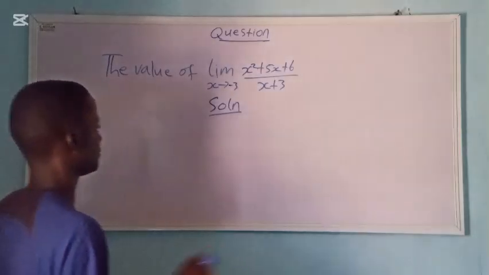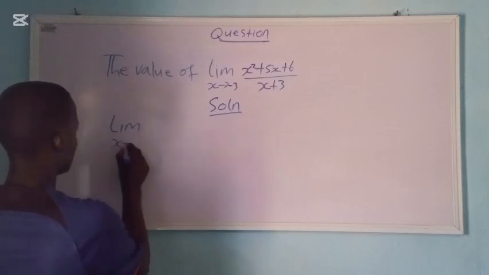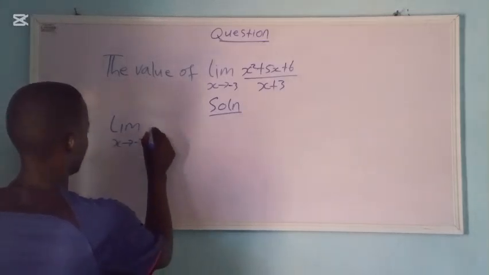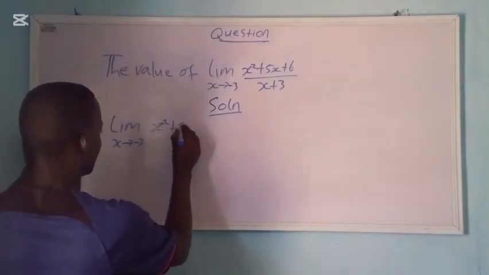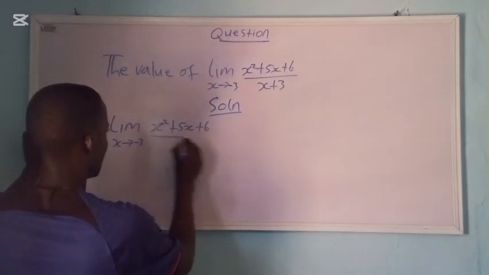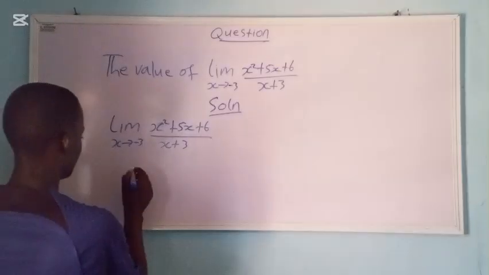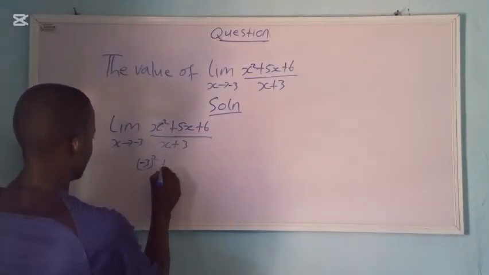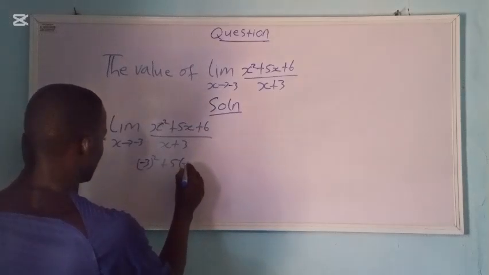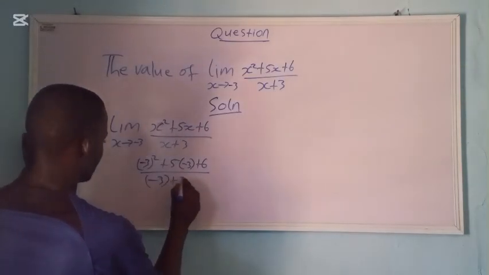So now let's continue. We have the limit as x tends to minus 3 of x squared plus 5x plus 6 all over x plus 3. So now where there is x, we'll put minus 3. We have minus 3 squared plus 5 times minus 3 plus 6, all over minus 3 plus 3.